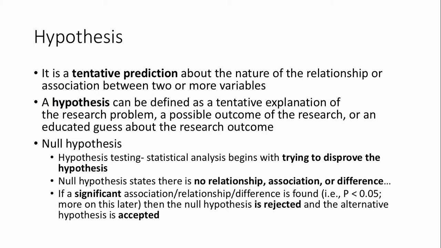So, all right, what is a hypothesis? I've already mentioned this a few times. It's really a tentative prediction about the nature of the relationship or association between two or more variables. And we'll define variables a little bit later. Another way to look at it is it can be defined as a tentative explanation of a research problem, a possible outcome of the research, or an educated guess about the research outcome.